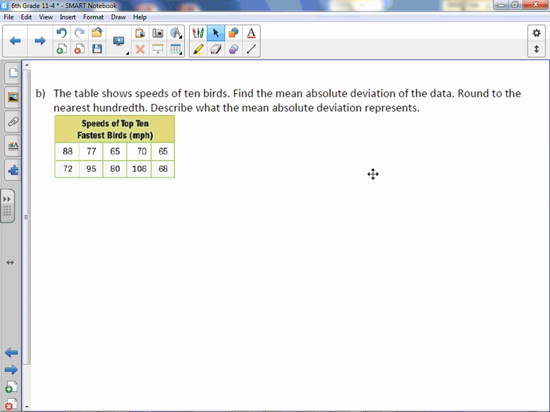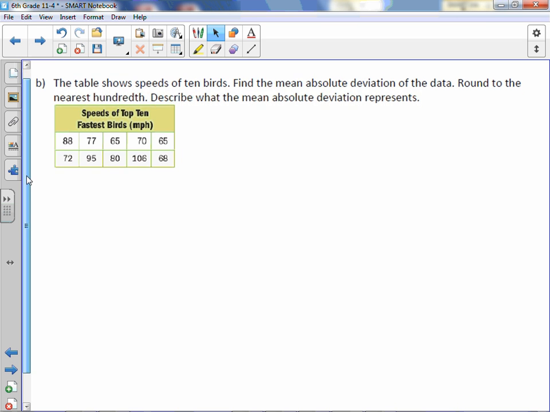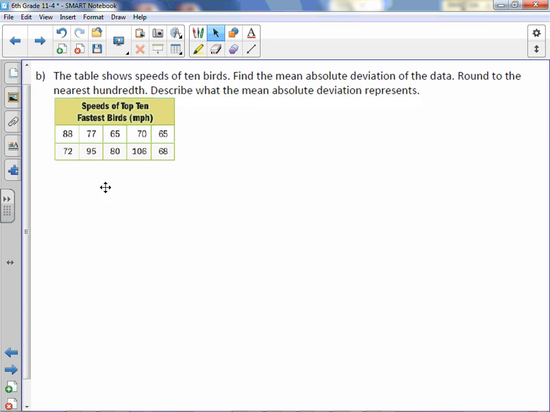Let's go ahead and look at letter B. The table shows the speeds of 10 birds. Find the mean absolute deviation of the data. Round to the nearest hundredth. Describe what the mean absolute deviation represents.